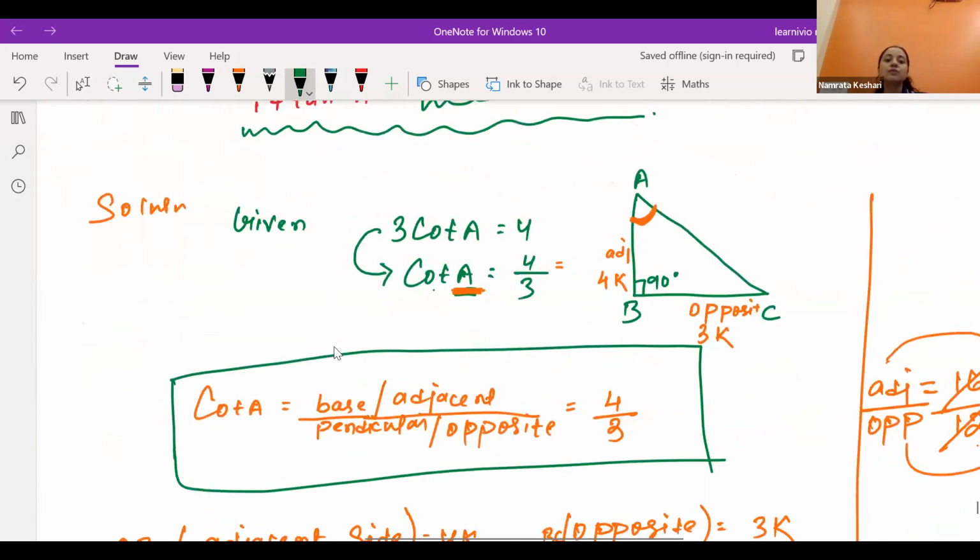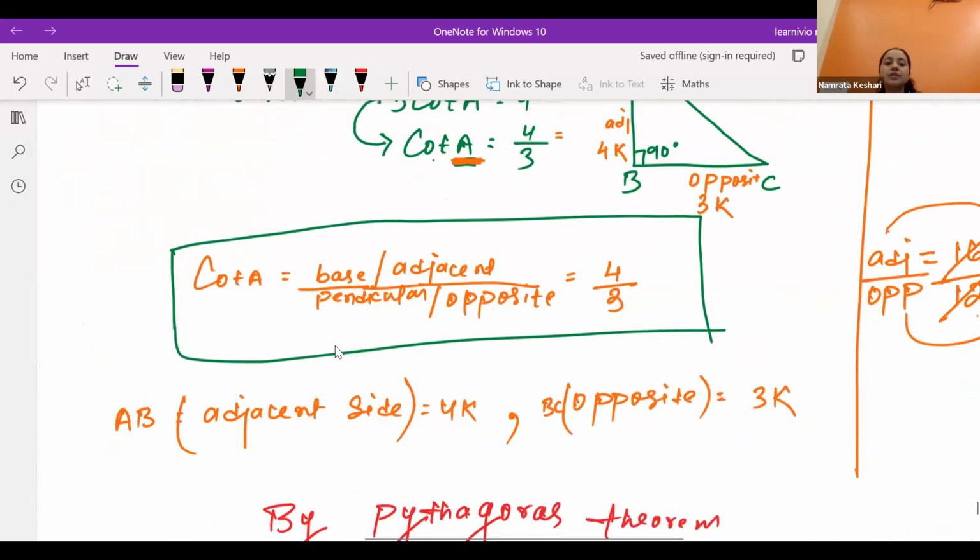Okay, so that's what we have done over here. We are saying that the adjacent side is 4k. It is not just 4, it is 4k, and the opposite side is 3k. Instead of k, you can use the variable x, y, z, whatever you want.